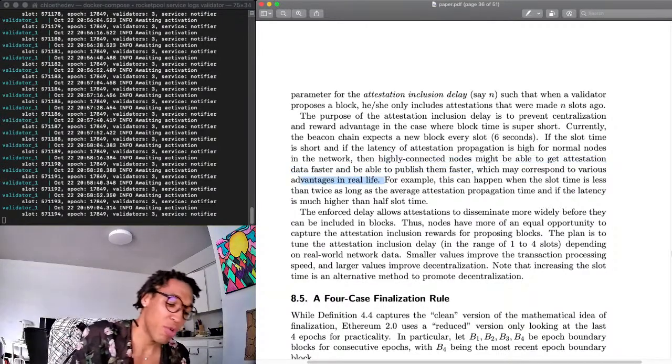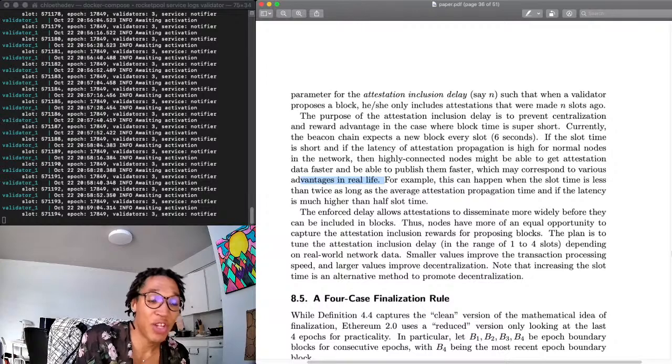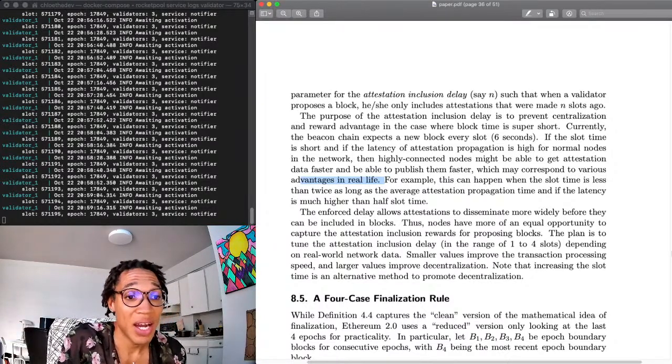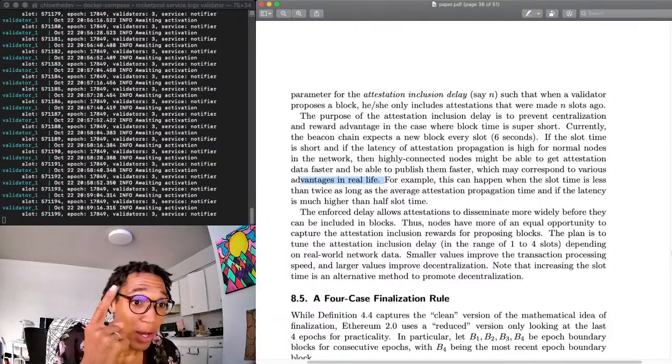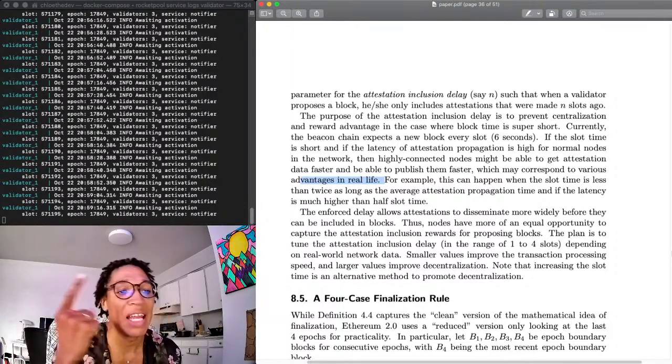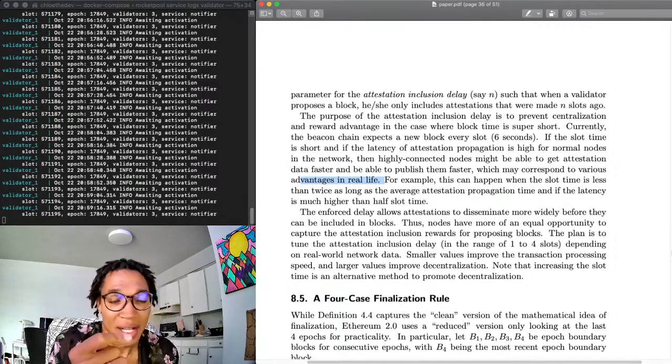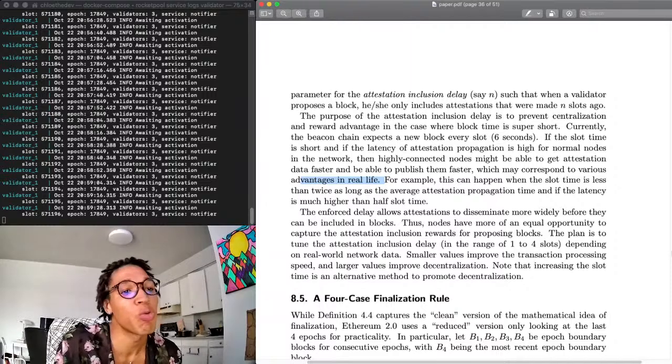Remember, when you're an attester or a validator and you vote on a certain piece of data, there's an attestation delay where you want it to be a delay of 1. So you want a block to be proposed, and when you see that block, you want to be attesting to it in the very next block to get the highest rewards. The longer you wait, the lower your rewards are.